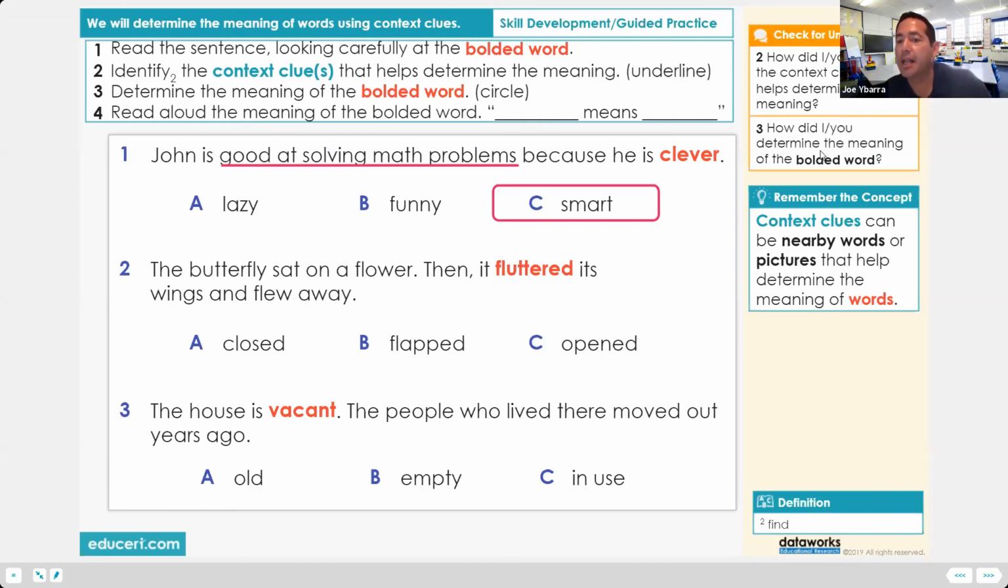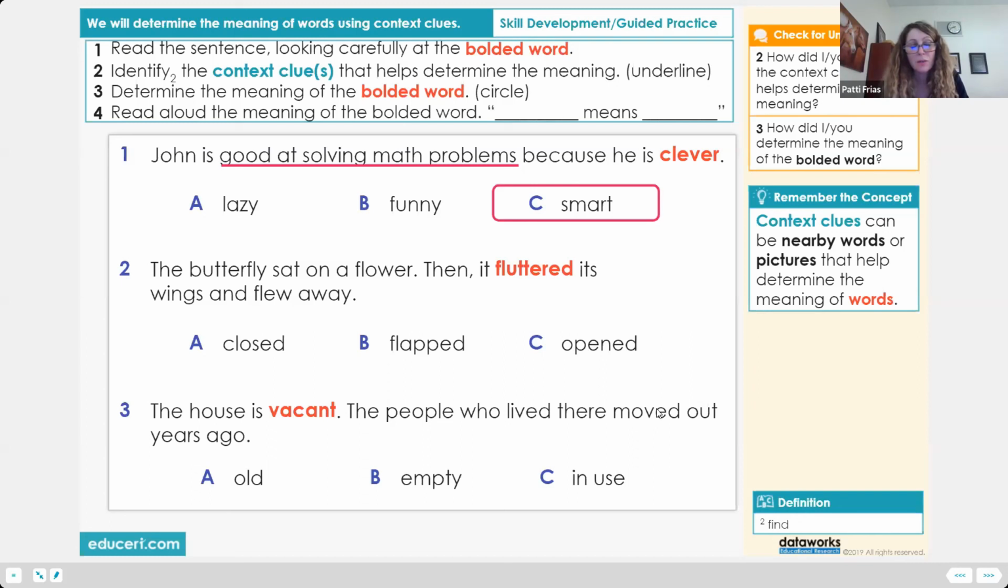How did I/you determine the meaning of the bolded words? The I is for the teacher. Tell me my teacher thinking, and then you, how did you do it independently? The key is, if a student can articulate how you did the problem, then they're going to be able to apply that information when they do their own problem. Okay, so Patty, how did I know the context clues good at solving math problems let me know clever meant smart?